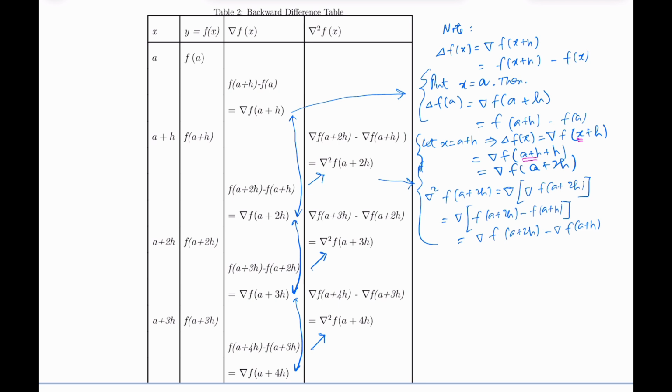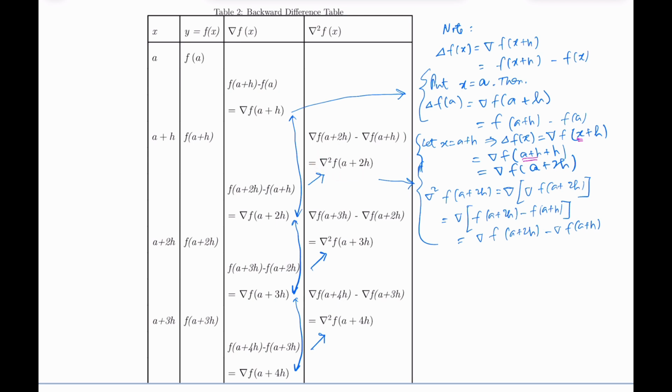So second order backward difference is the difference of these two terms, del f(a+2h) minus del f(a+h). Okay, and this we write as del square f(a+2h). Okay, how it comes? See here. Let x be equal to a plus h. So delta f(x) is del f(x+h). For x we write here a plus h, so this is del f(a+2h).